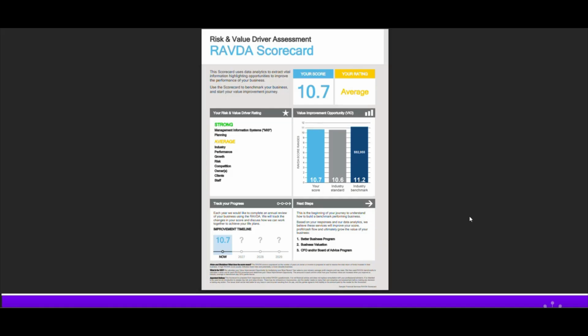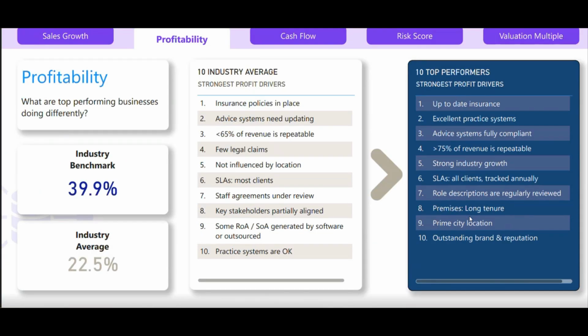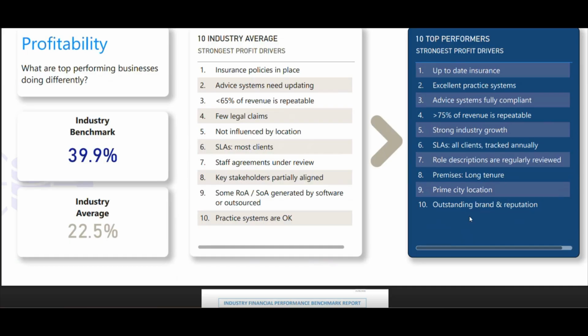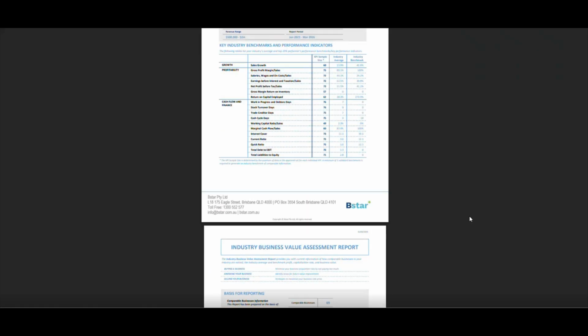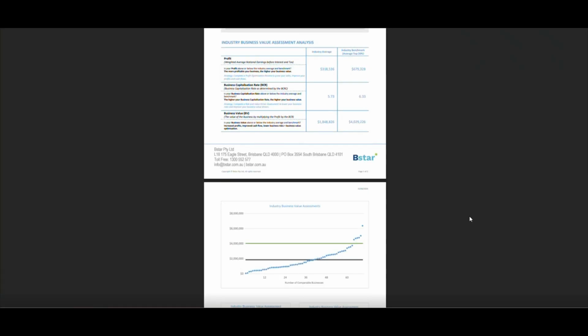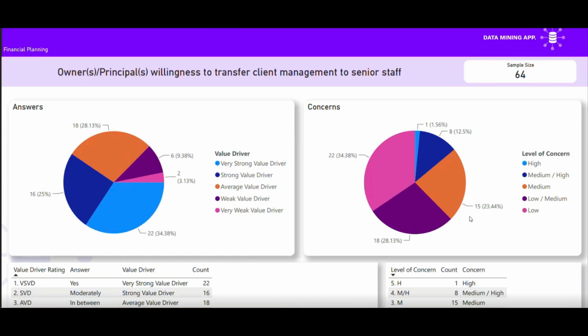There's your RAVDA scorecard. There's the data mining app profitability KPI top performer report. It shows the variances between average and benchmark profitability. The biggest KPI variance is profitability. The industry financial performance benchmark reports, the industry valuation benchmark reports, and then some answers and concerns reports for those key concerns within this industry group.